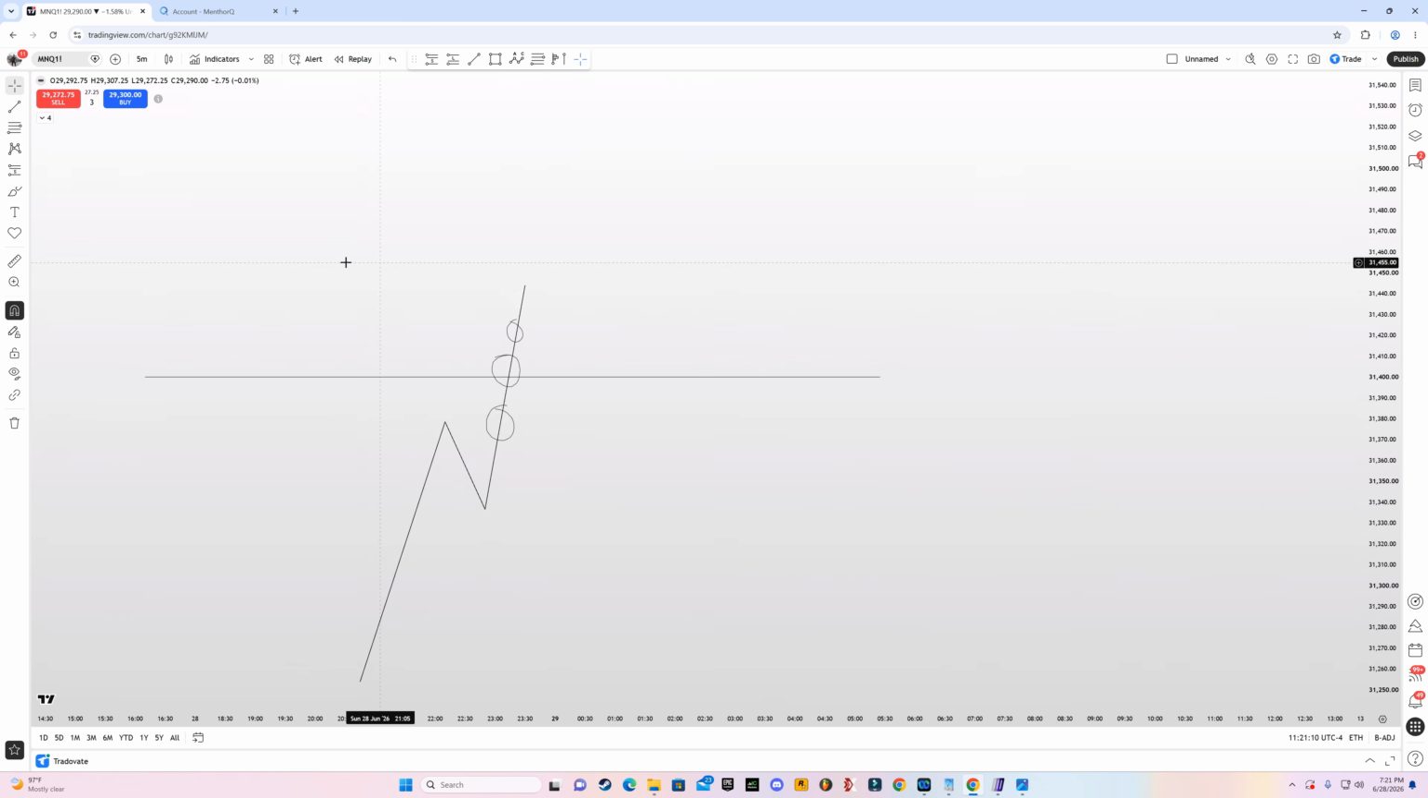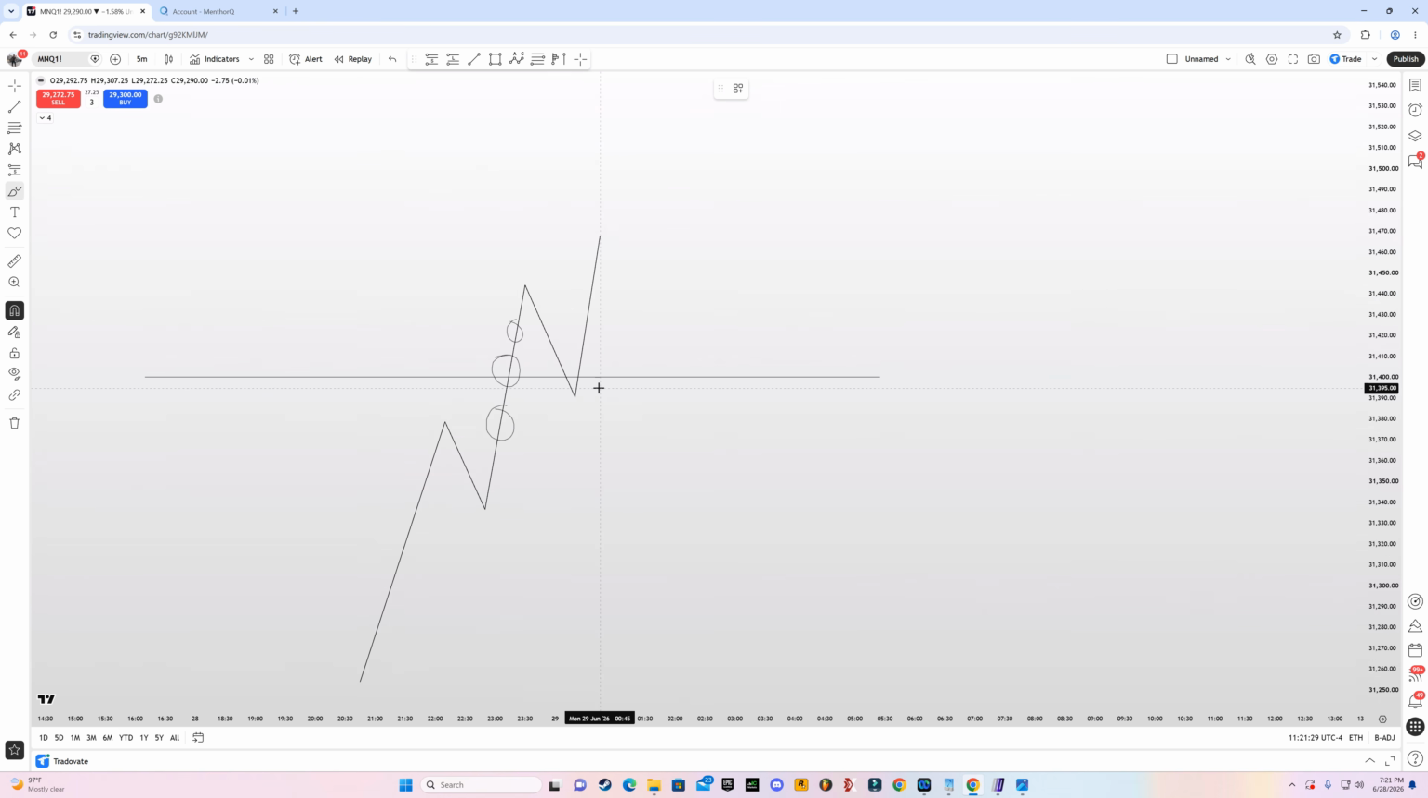Once we get a break like this, there are two ways. We can enter directly from here with a market buy order, and put our stop loss below these aggressive buyers. Or we can wait for a retest of the value area high that was broken, and then look for this type of setup, okay?